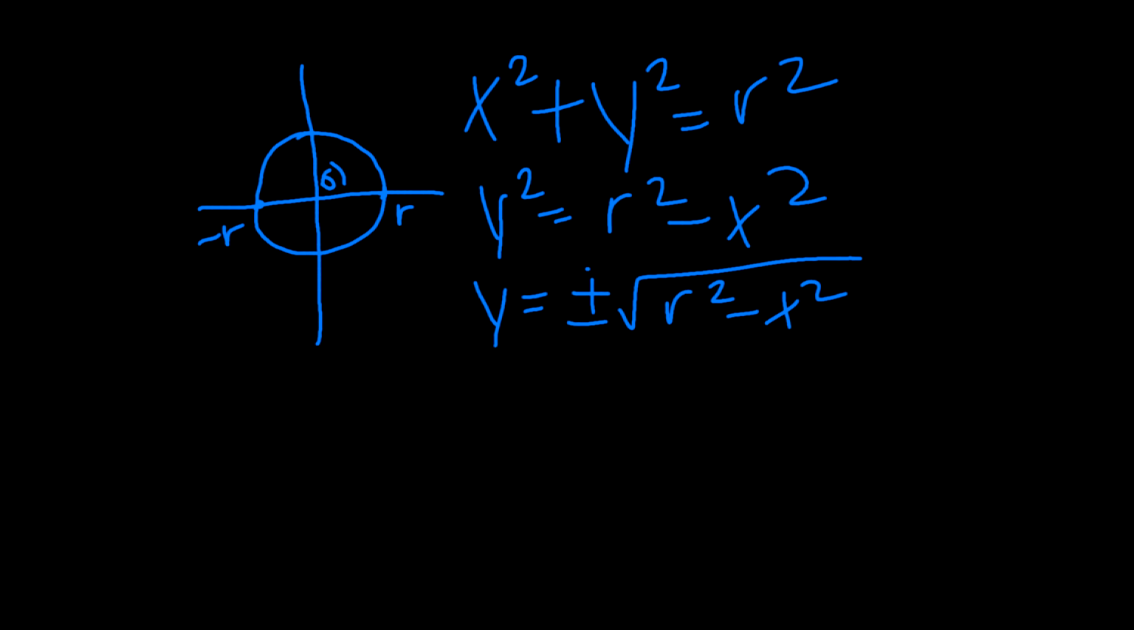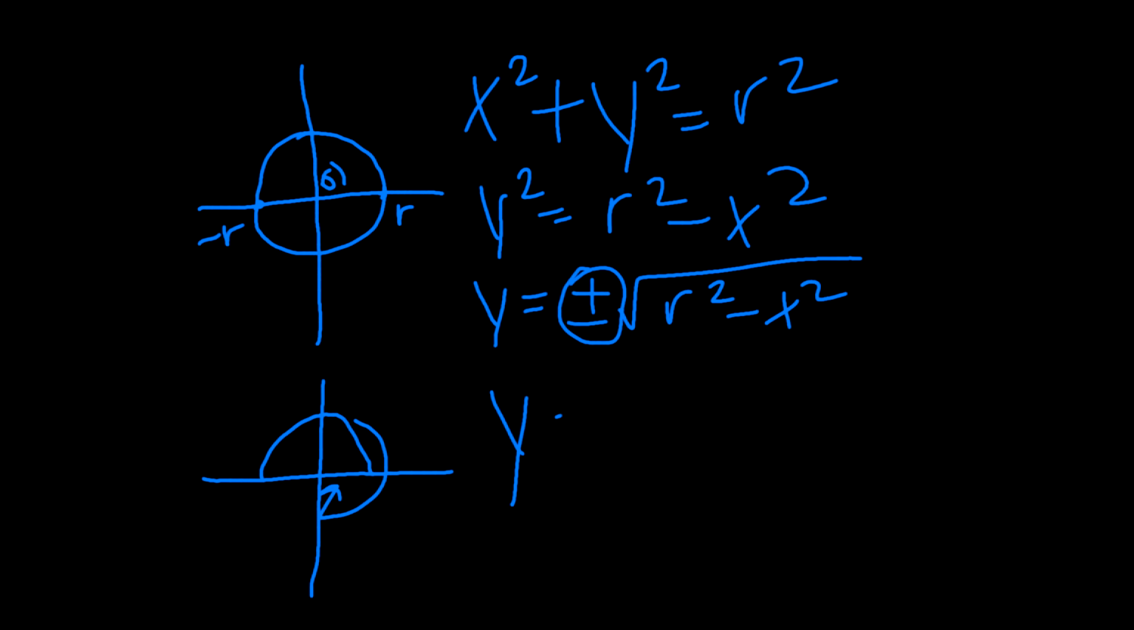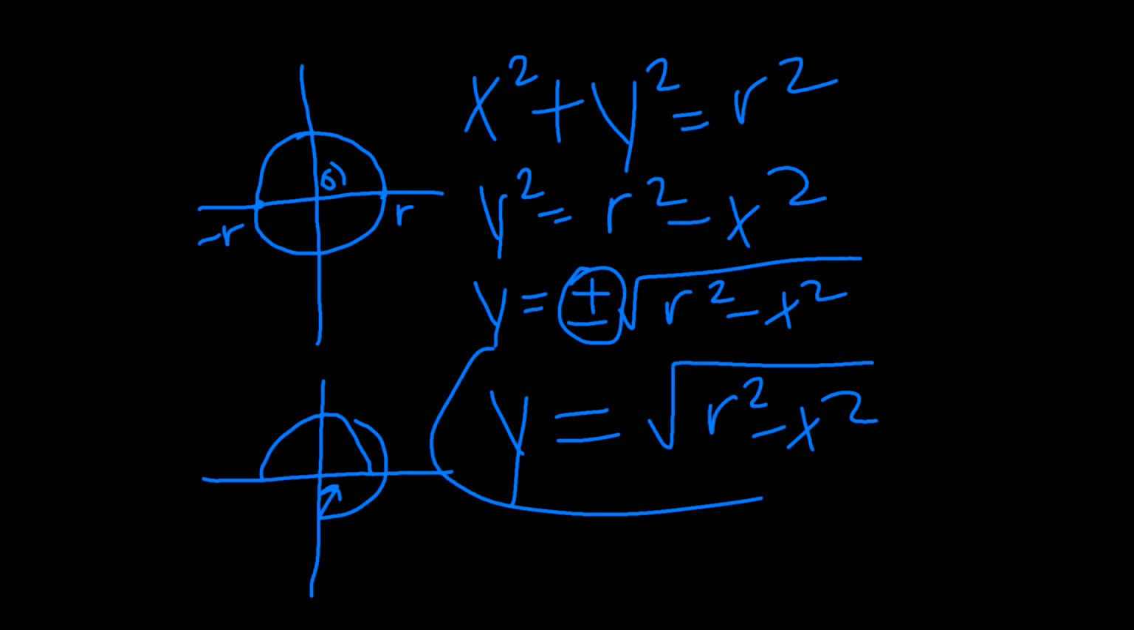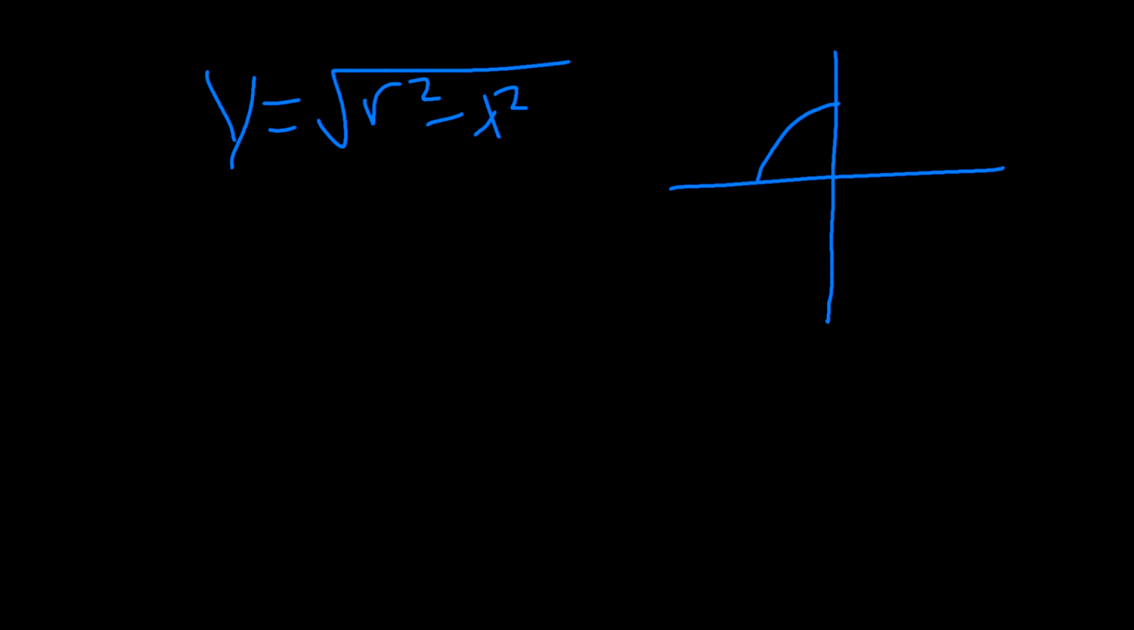Now, this plus or minus actually won't be needed because, as I showed in the previous pictures, we only need a semicircle in order to revolve it and create a sphere. So, we only need the positive part of the circle. Therefore, we're just going to use the equation y equals the square root of r squared minus x squared. I'm going to copy that equation over here, and I'm going to copy that semicircle picture.